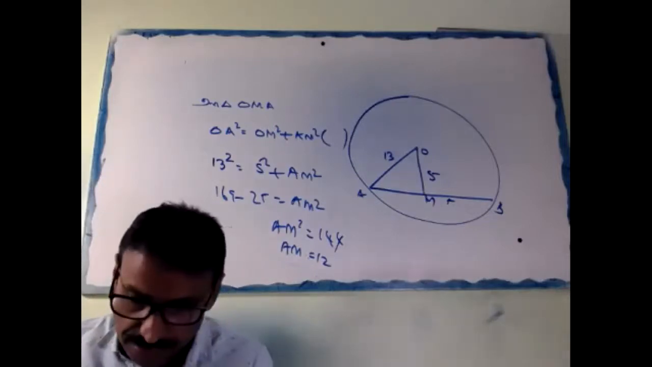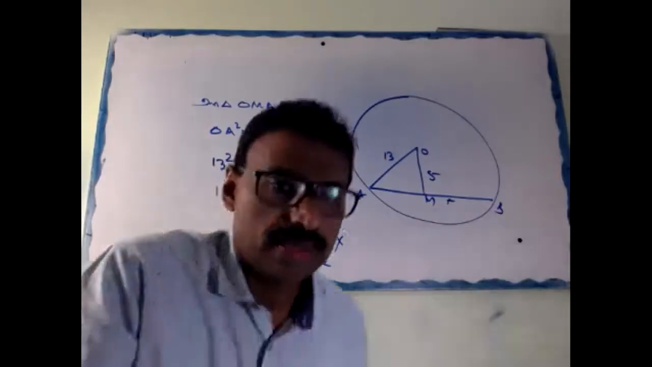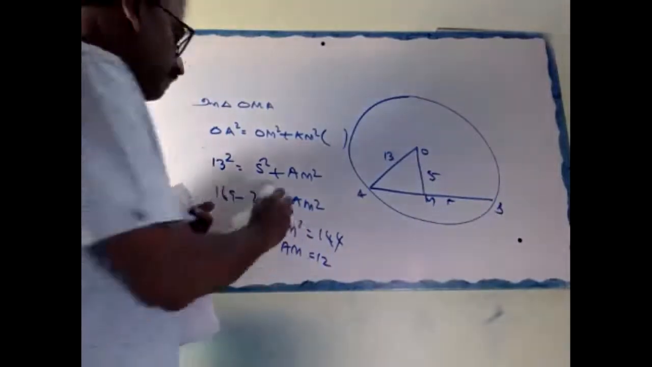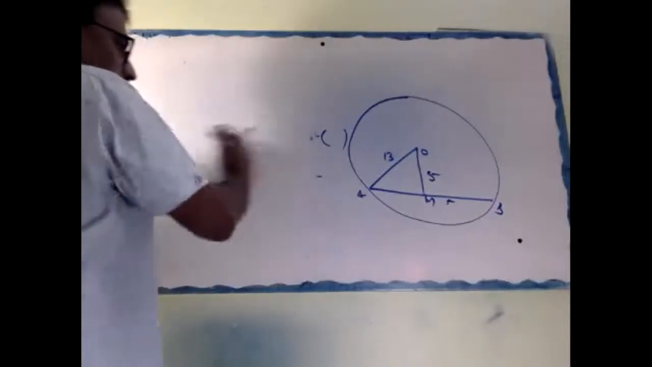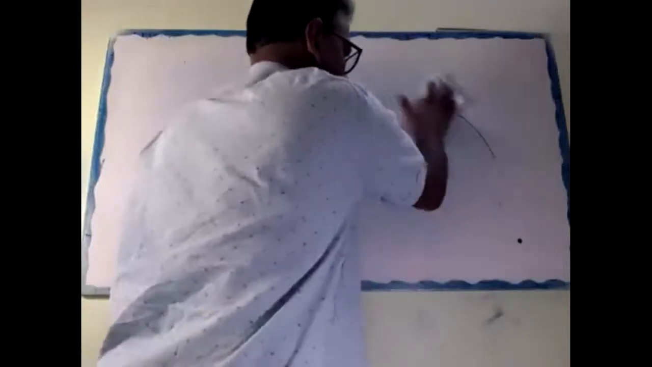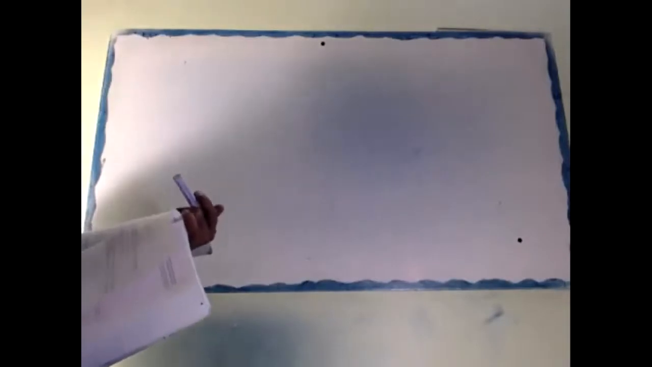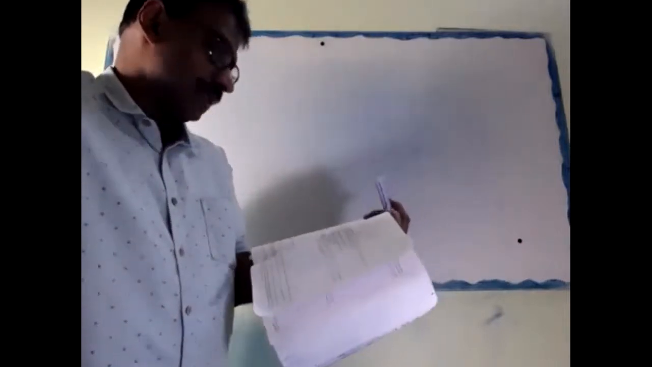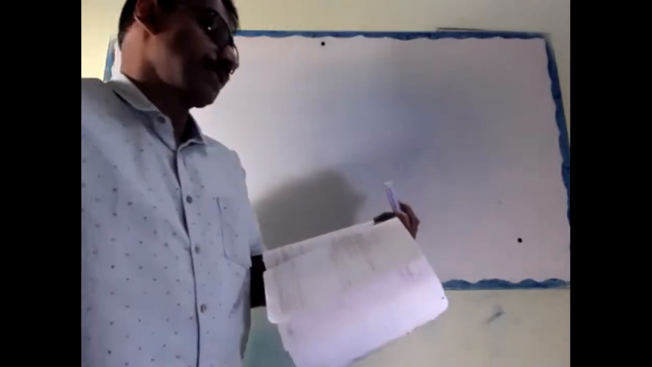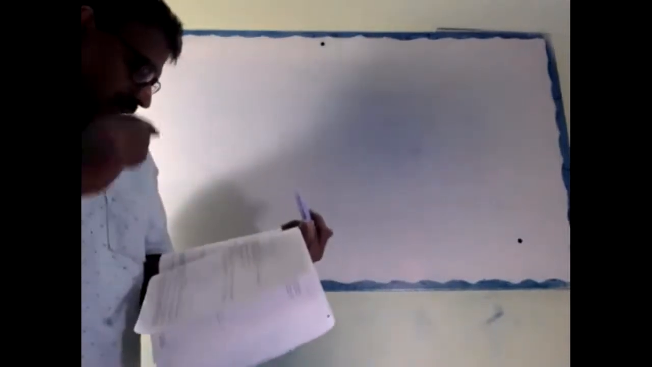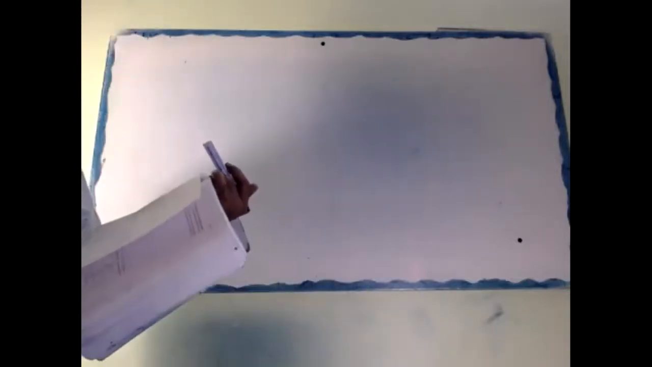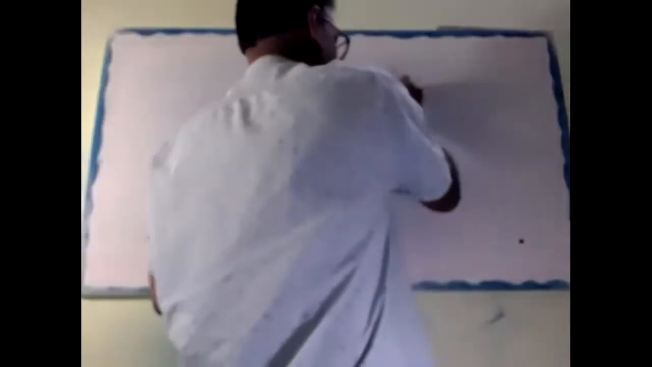Okay, so next question. In the figure, L is a line intersecting the two concentric circles, whose common center is O, at the points A, B, C, D. Show that AB equals CD.